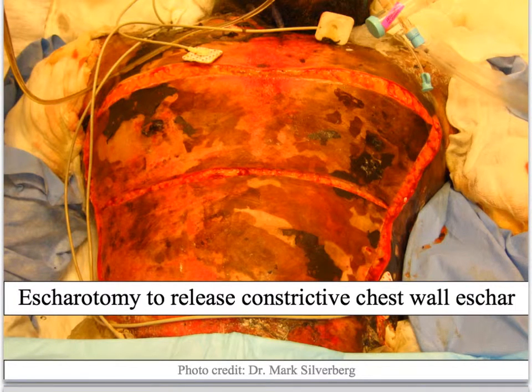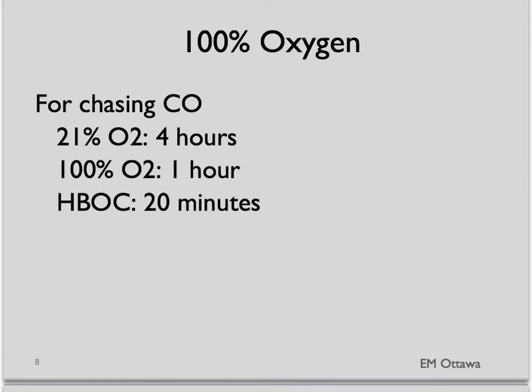To fix a tight eschar in the chest, as we talked about before, an escharotomy is done to release the constrictive chest wall, and that way the chest can rise when the patient is being ventilated. In terms of carbon monoxide toxicity, we put the patient on 100% oxygen to decrease the half-life of the carbon monoxide in the body. It can either be done at normal pressure, or with higher pressure, which is in a hyperbaric oxygen chamber.